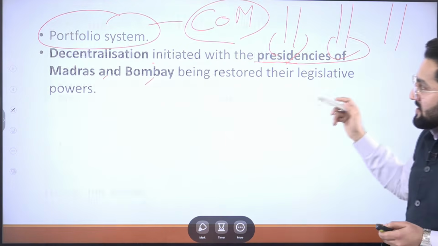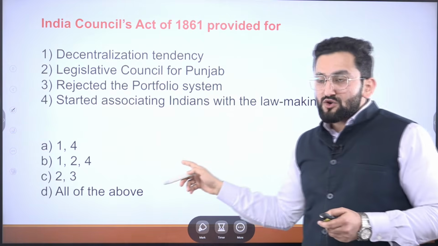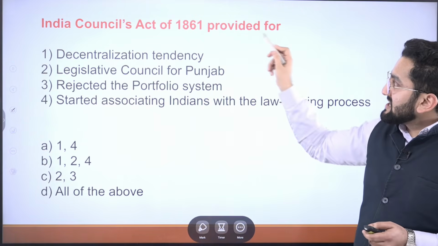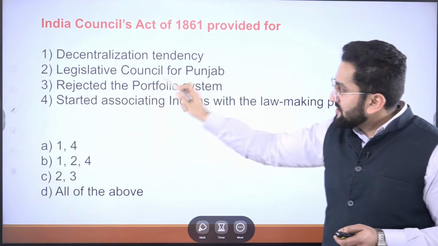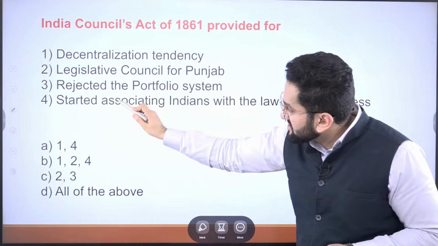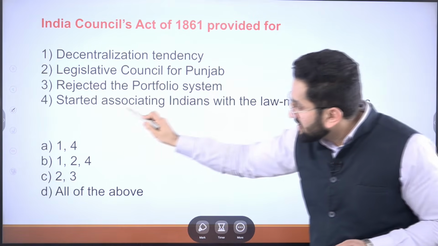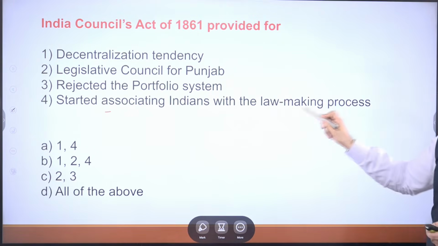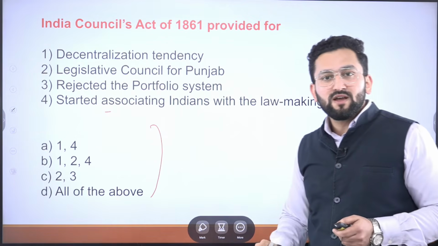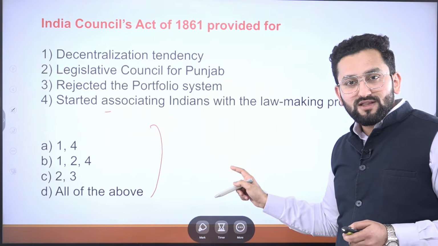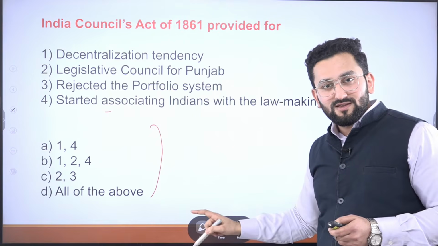Okay, now just attempt this question. The Indian Councils Act 1861 provided for decentralization tendency, the Legislative Council for Punjab, rejected the portfolio system, and started associating Indians with the law-making process, and these are the options. You have to attempt this question and then answer in the comments.